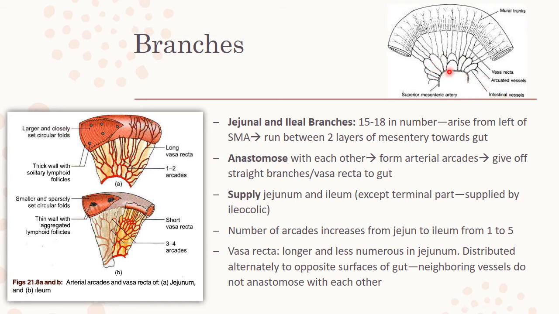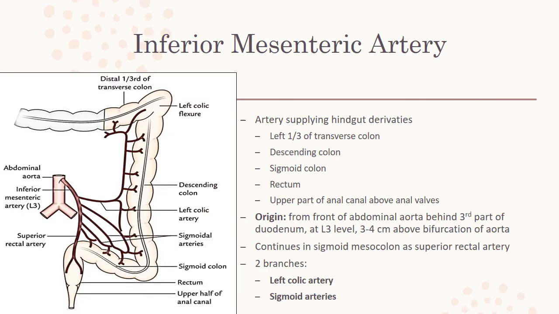Over here you can also see this similar diagram. You have the superior mesenteric artery which is going to give off these intestinal vessels. These intestinal vessels are going to form arterial arcades which are going to form these straight vessels called the vasa recta, and these vasa recta are finally.